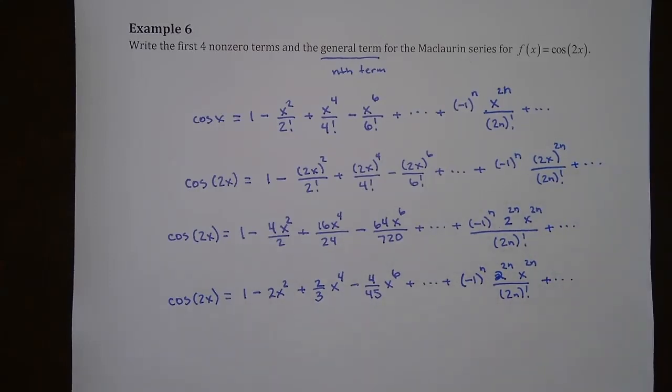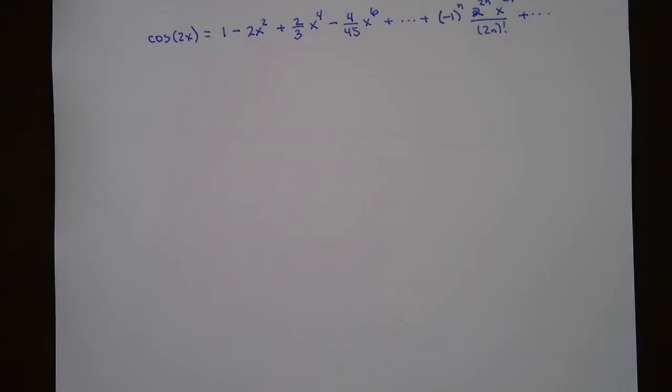All right, so that's the 4 non-zero terms and the general term for the Maclaurin series of f(x) equals cosine of 2x. So we can write these functions as series, okay? All right, so one more thing that I want to show you. This is just another way of looking at these and how to modify them, okay?